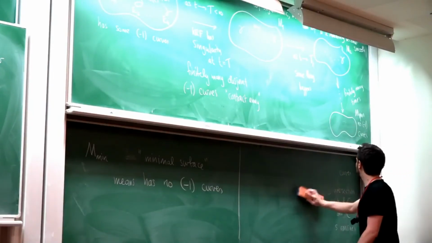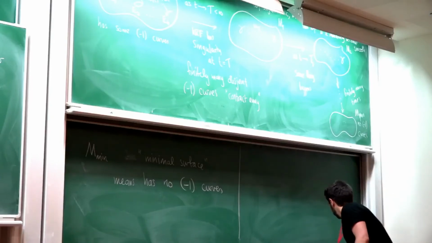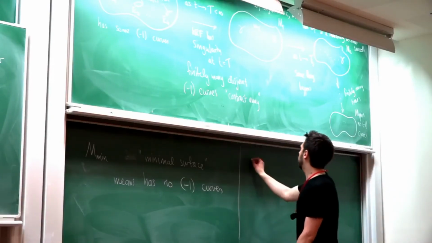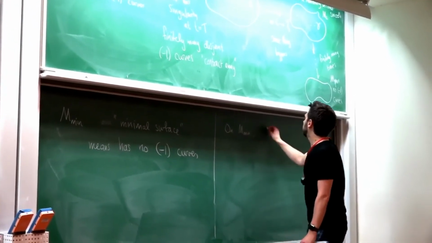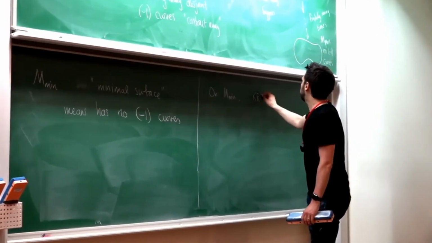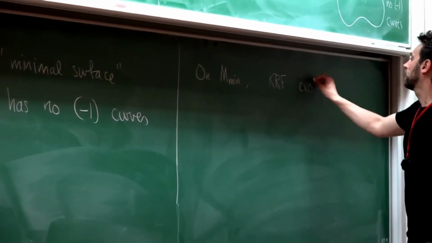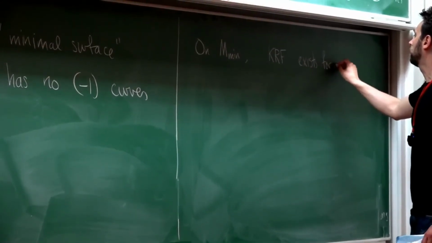Now, what happens on this M min? So on M min, the Kähler-Ricci flow will exist for all time.